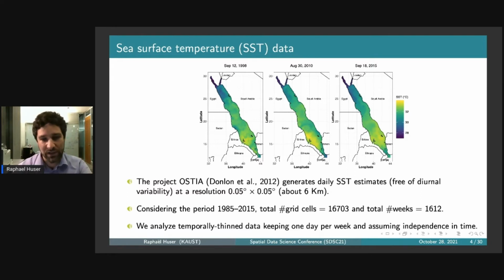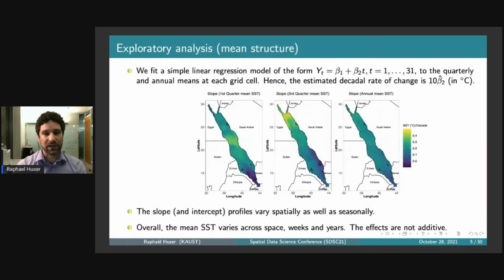And so here, to make it a little bit simpler, what we tried to do was to model spatial dependence rather than spatio-temporal dependence. And so we thinned the data, keeping only one day per week and assuming independence in time. So just to give you an idea of how this data set looks like.